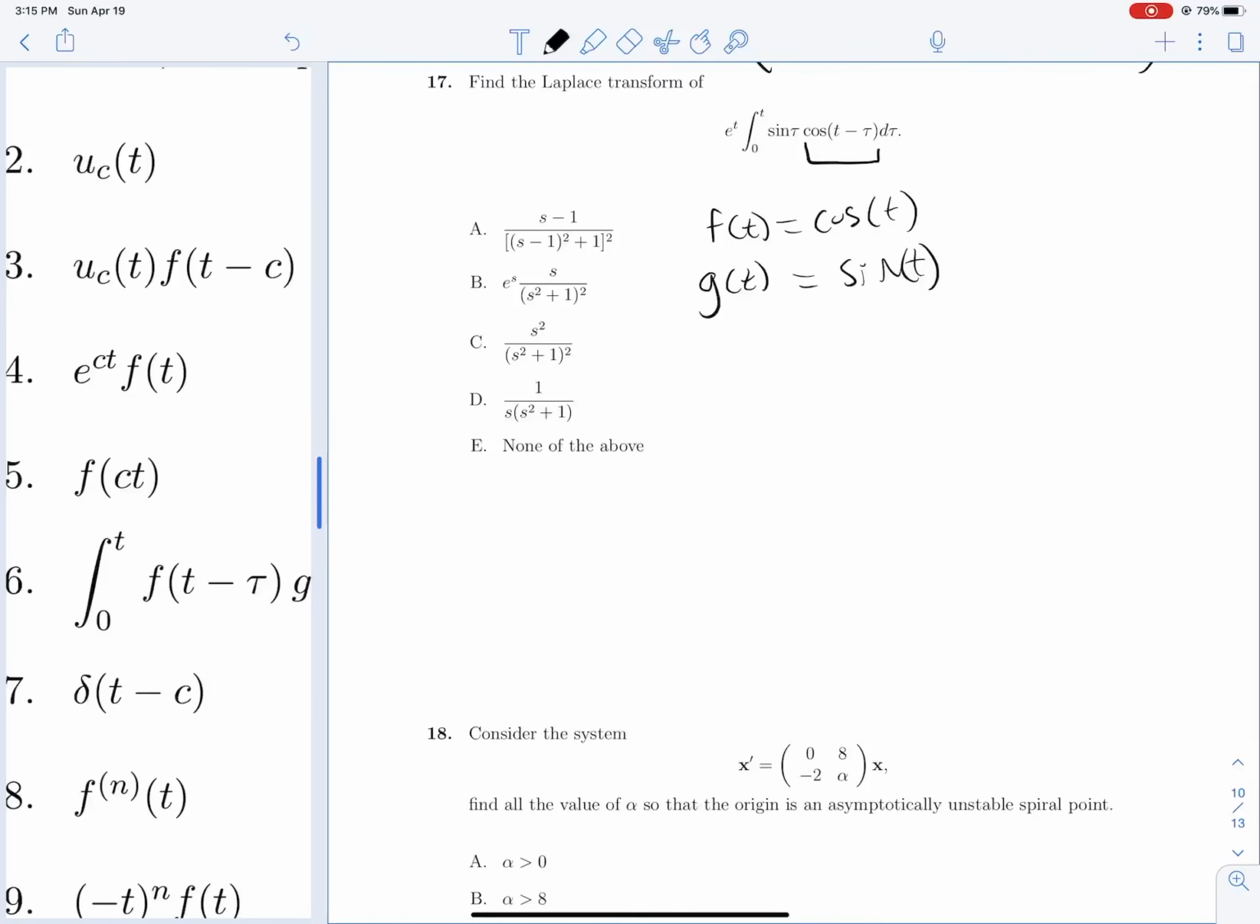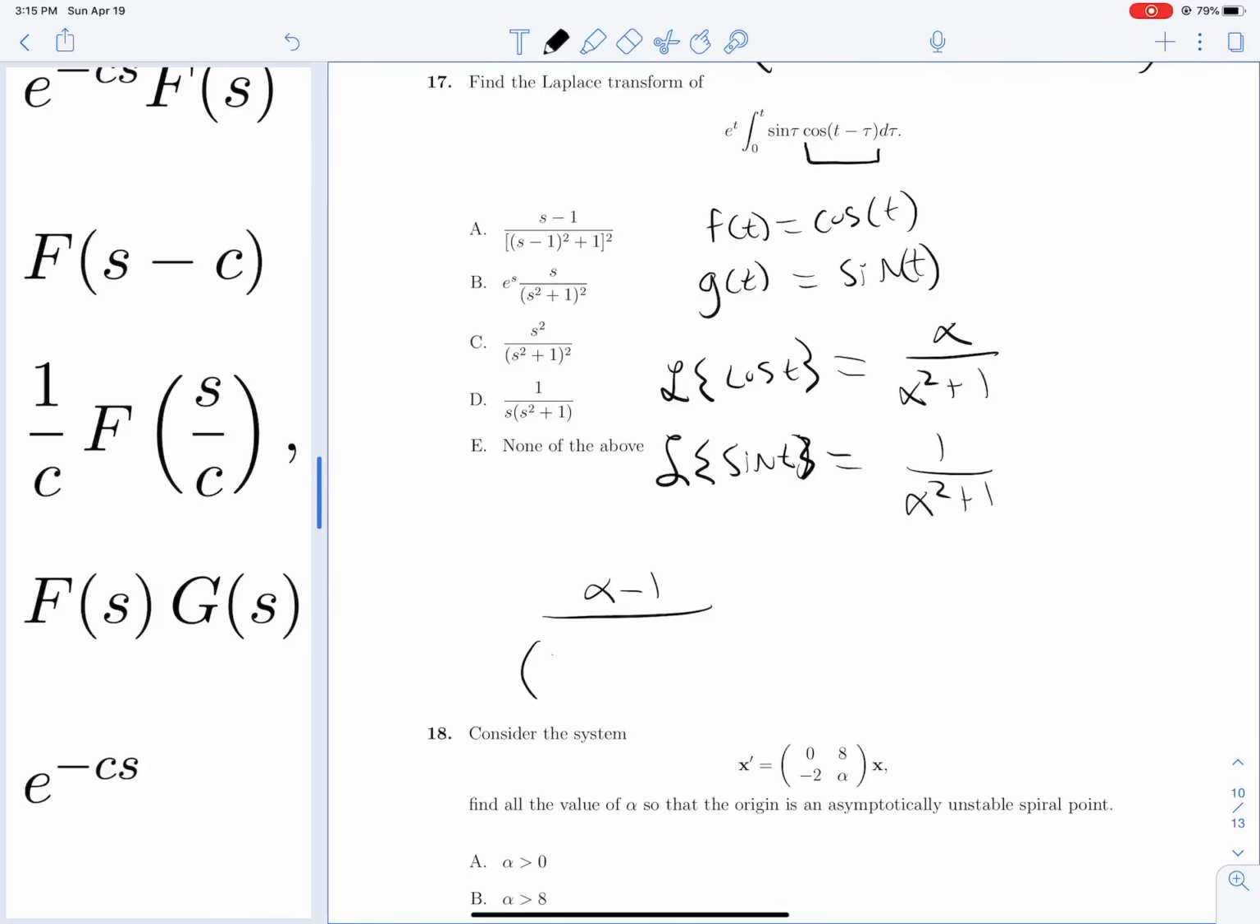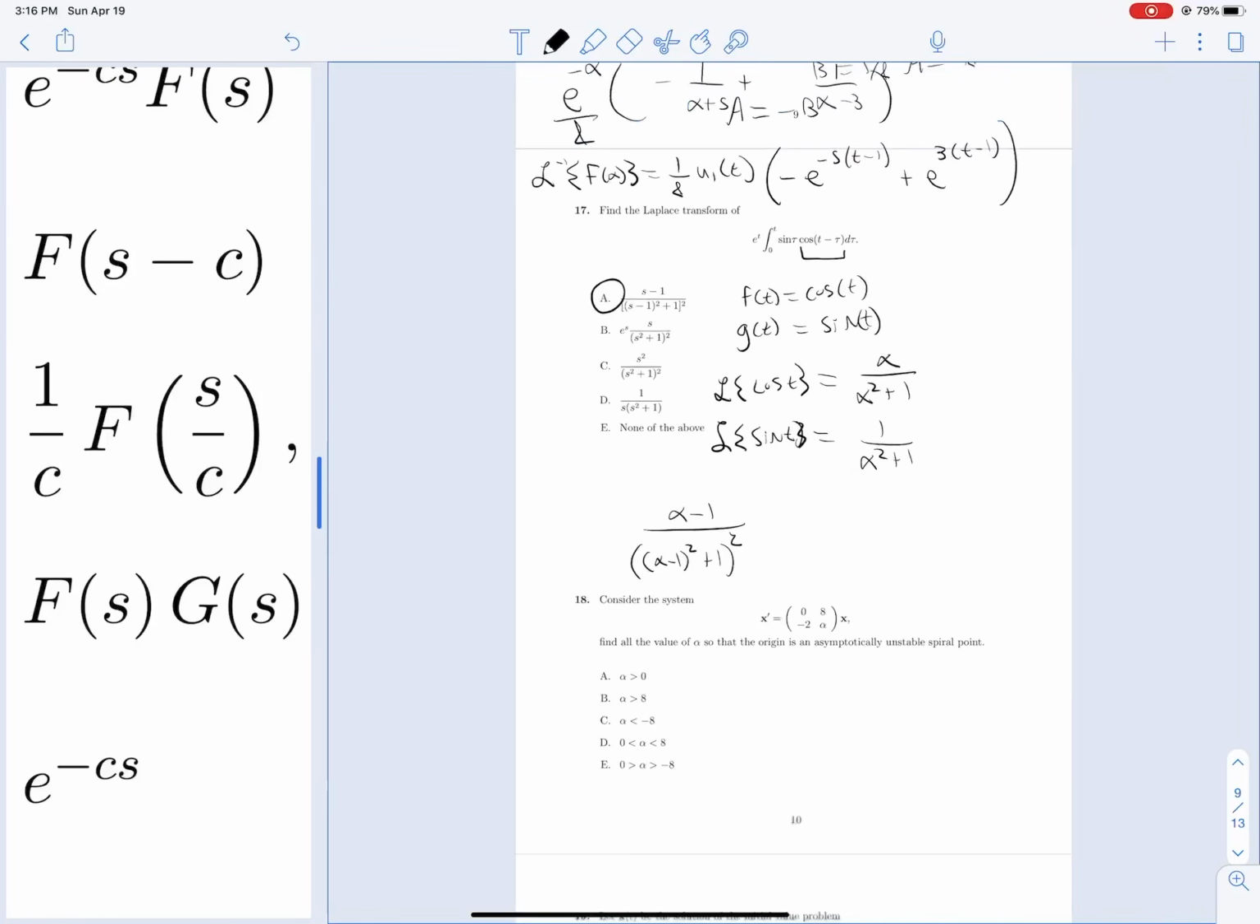And so we're taking the Laplace transforms of each of these individually and multiplying them together, and then replacing all of our s's with s's minus 1. So the Laplace transform of cosine t is alpha over alpha squared plus 1, and the Laplace transform of sine of t is 1 over alpha squared plus 1. Multiplying these together and replacing all of our alphas with alpha minus 1s, we get alpha minus 1 over alpha minus 1 squared plus 1 squared. And so A is our answer for 17.